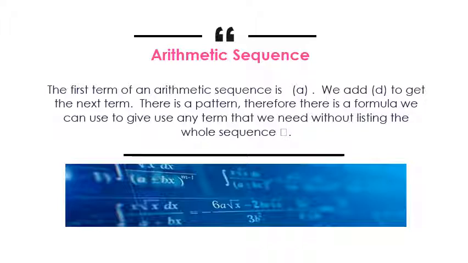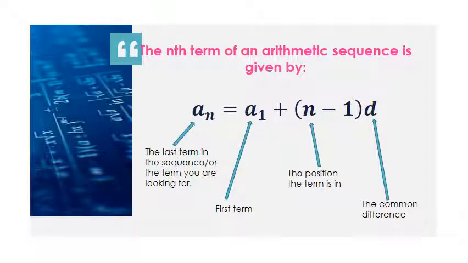There is a pattern, therefore there is a formula we can use to find any term that we need without listing the whole sequence. The formula to be used in finding the nth term of an arithmetic sequence is given by this formula: a sub n is equal to a sub 1 plus n minus 1 times d, wherein a sub n is your last term in the sequence or the term you are looking for, a sub 1 is your first term, n is the position of the term, and d is your common difference.